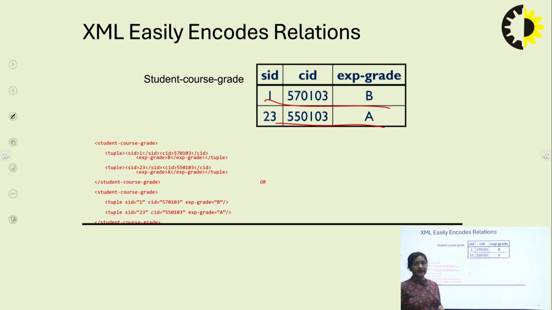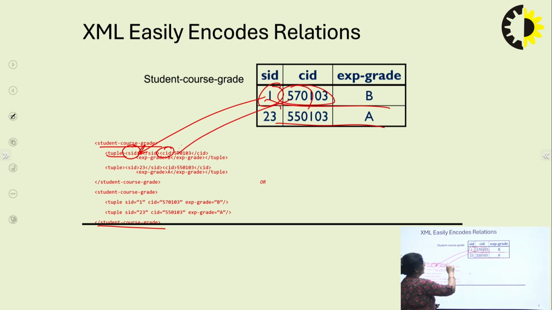So what can be the XML for this? Student course grade. This will be the main tag, and this main tag will be closed over here. In the next one, we are having a tuple, that is a row. In the row, first one is SID. What is the value of SID? It is 1. It will come over here. Then the SID tag will be closed. Next one, it is CID, and the value for the CID is 570103. It will come over here, and the CID tag will be closed. Next, the grade tag is there. The grade is B, and this B will come over here and the tag is closed, and the tuple tag is also closed. That means one row is completed.